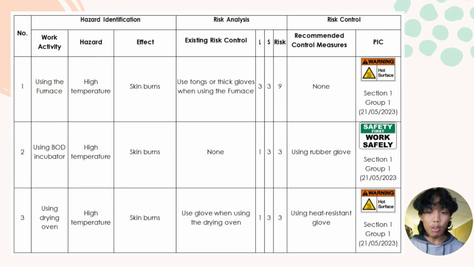Hi, my name is Danish Osman. My matric number is AA212947. So today I'm going to discuss the result of our risk analysis in the lab, which is the environmental lab.